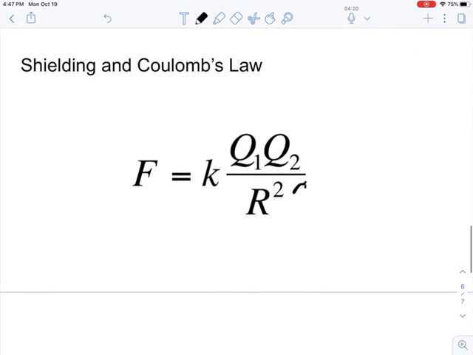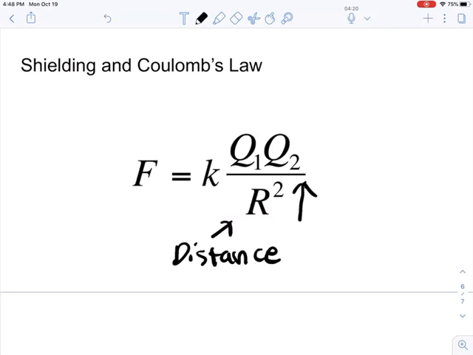So how does shielding relate to Coulomb's law? Well, remember that Coulomb's law tells us the relationship between the force of attraction and the charges and the distance between those charges. And if shielding increases the distance between electrons and the nucleus, because those electrons are pushed away from the nucleus by other electrons a little bit, well, that means that shielding is going to cause this number to go up a little bit.